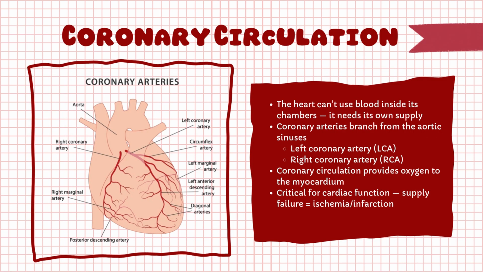systemic perfusion. Even though the heart is full of blood, it can't use the blood in its chambers for oxygen. That's why it has the coronary circulation, which arises from the aortic sinuses just beyond the aortic valve. The left coronary artery and right coronary artery supply oxygen-rich blood to the myocardium. We'll cover coronary physiology in more detail in a later episode, but for now, just know, without this supply, the pump fails.